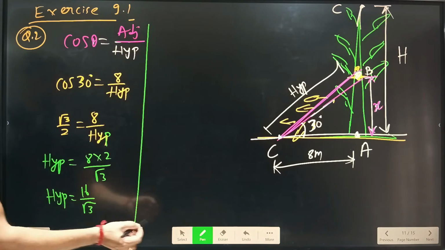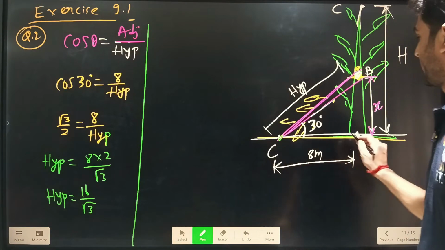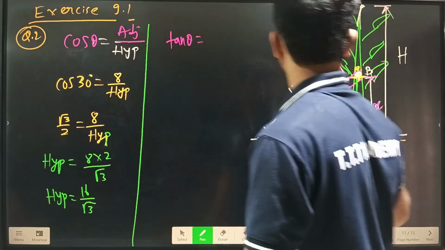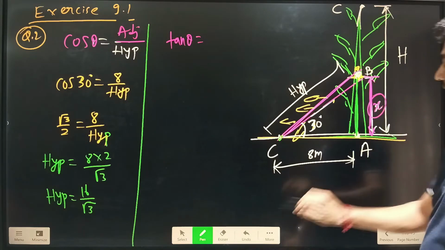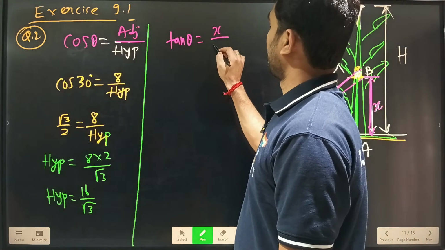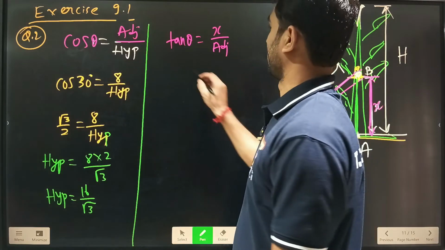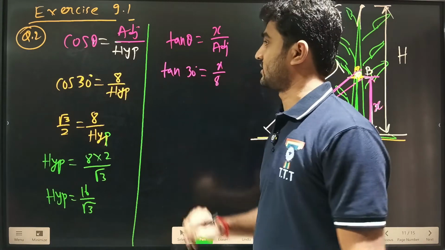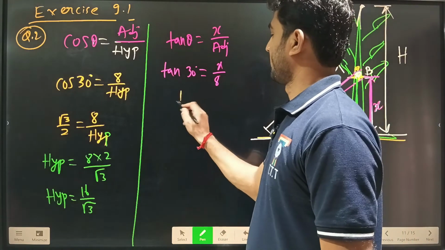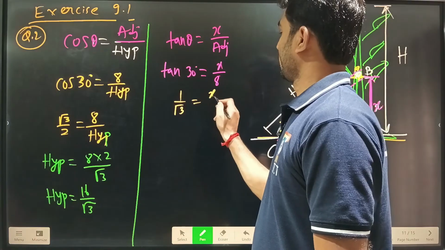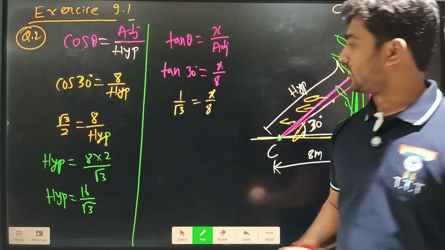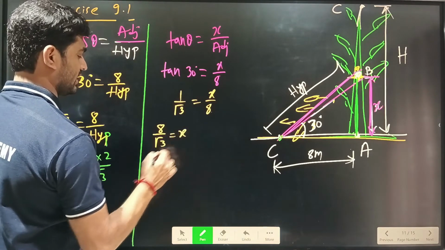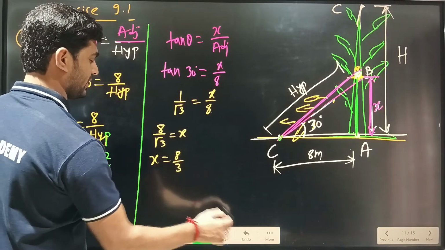This is the hypotenuse side. Next, let's use the tangent of the angle to find this one. If you use tan theta, tan theta is opposite, which is x, divided by the adjacent side, which is the distance of 8 meters. So tan of 30 degrees is x by 8. What is tan 30 from the standard table? 1 by root 3 is equal to x by 8. Sending 8 to this side, 8 by root 3 is equal to x, or x equals 8 by root 3 meters.